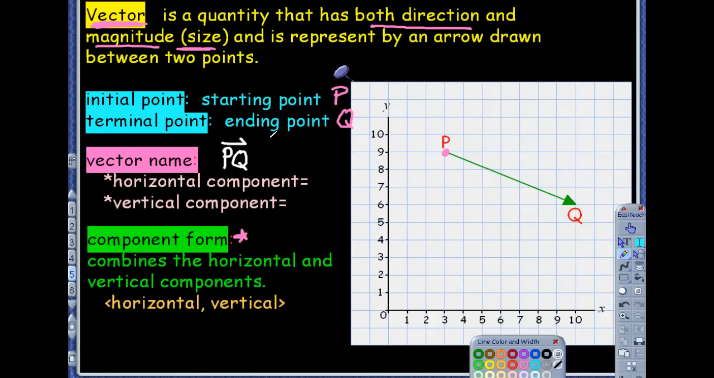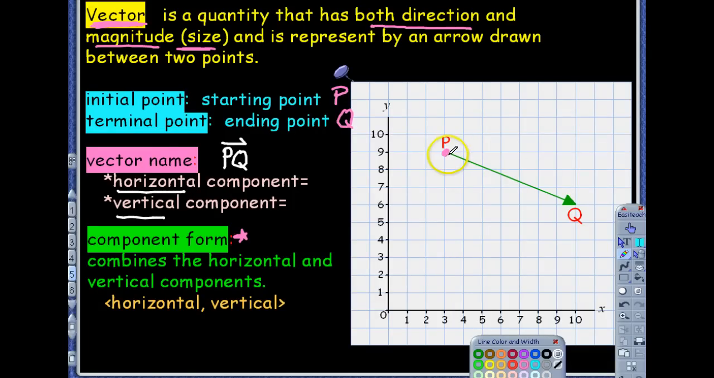Now, all vectors are going to have 2 components: a horizontal component and a vertical component, which is similar to what we did with coordinate notation as well. Horizontal would be basically describing how much you move right or left, and vertical would be up or down.